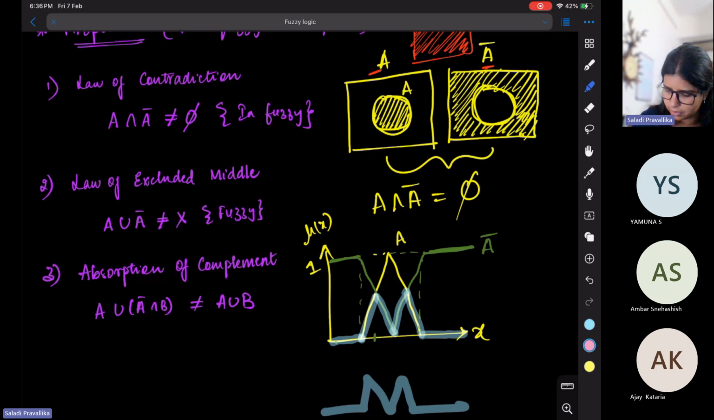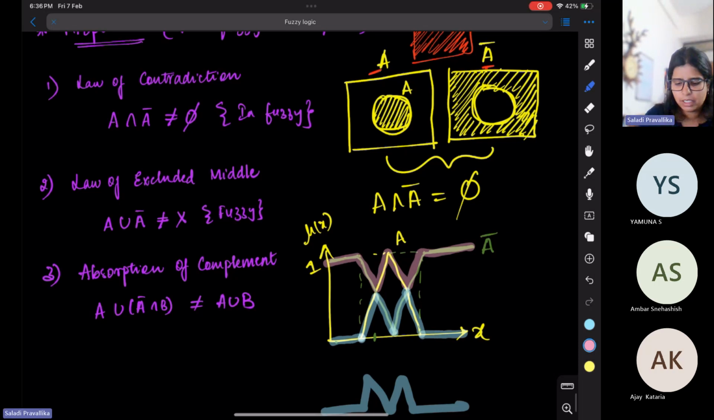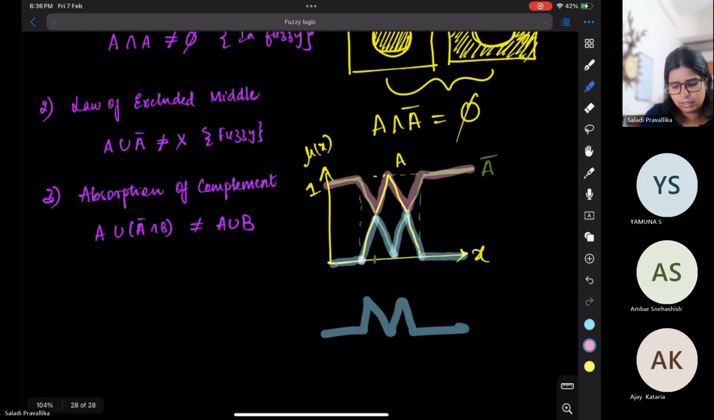So let's try with a different color. When we take the union between two fuzzy sets, it's going to be the maximum membership function values. So this is essentially going to be your A union A dash in a fuzzy set, which is not equal to your universe of discourse, capital X. Hence, the second property is also not followed by a fuzzy set, whereas a classical set follows it. And similarly, you can try it out for this as well.